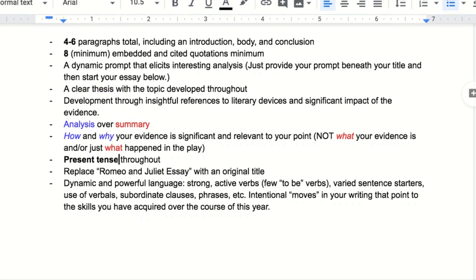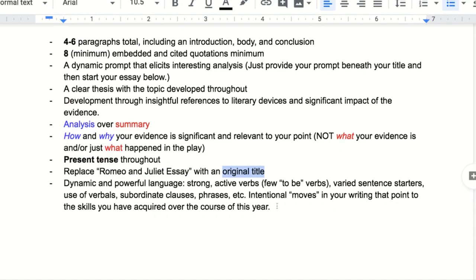Make sure you stick in present tense. I know it's funky. People die in the play. And it's funky to use present tense, but you can always kind of just play with your language and your delivery, because it's important. Anytime you're analyzing literature, you're in present tense always. You don't want "Romeo and Juliet Essay" as your title, so make sure you have an original title that kind of hints at your thesis, it hints at the topic.